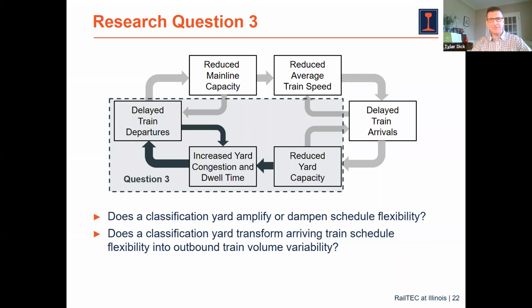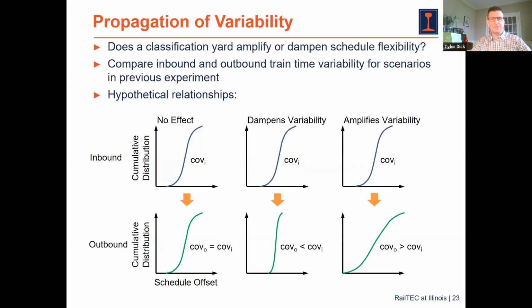So to address those research questions, we took some of the same experimental results from the yard simulation and just analyzed them a little differently. The first was looking at our propagation of variability, and the idea was that we could compare our inbound and outbound train time variability for the different scenarios in the previous experiments. So for the hypothetical relationship here at the top, we would look at our cumulative distribution of train arrival times, or our offset from our train plan time, and look at what the coefficient of variation of that distribution is.